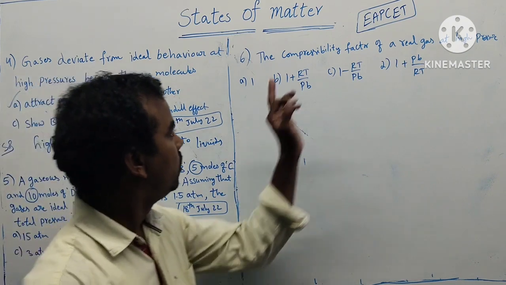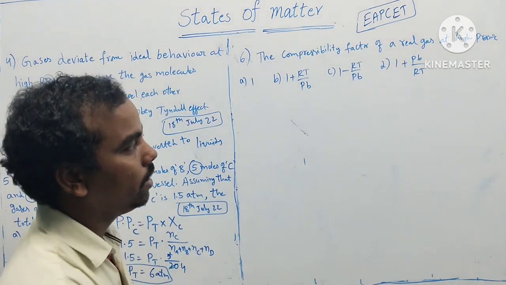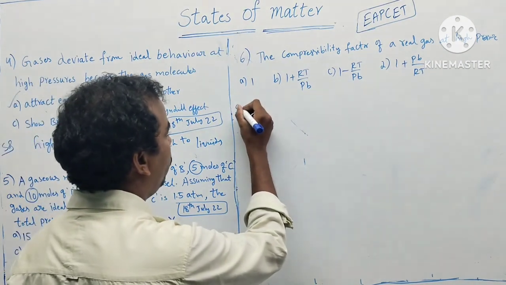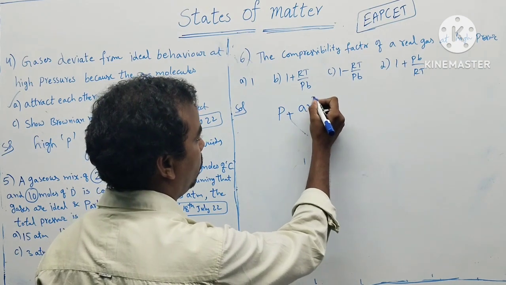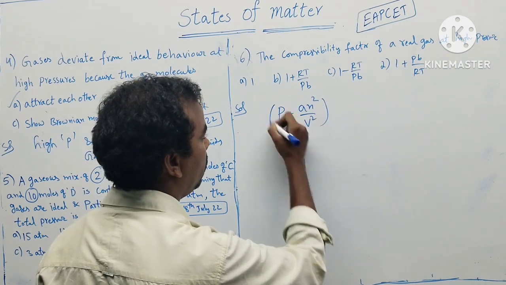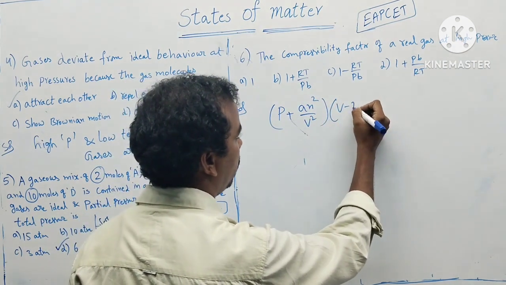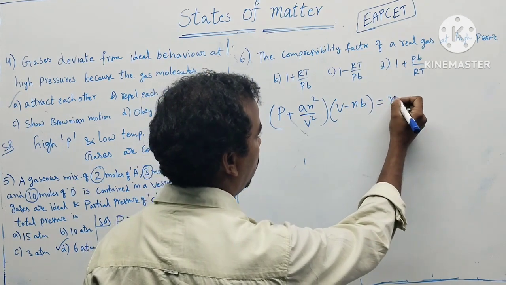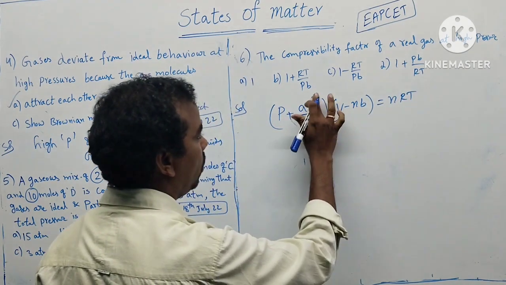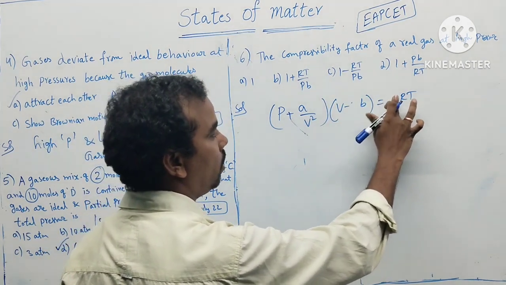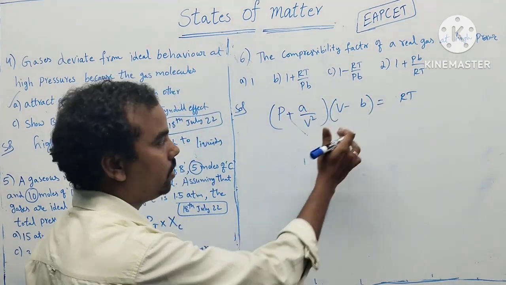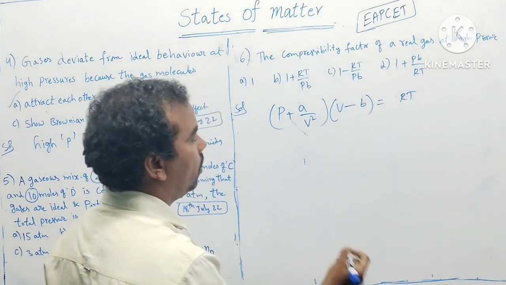Next, the compressibility factor of a real gas at high pressures. Very important: the van der Waals equation, P plus a n squared by V squared into V minus nb is equal to nRT. For 1 mole, P plus a by V squared into V minus b is equal to RT.